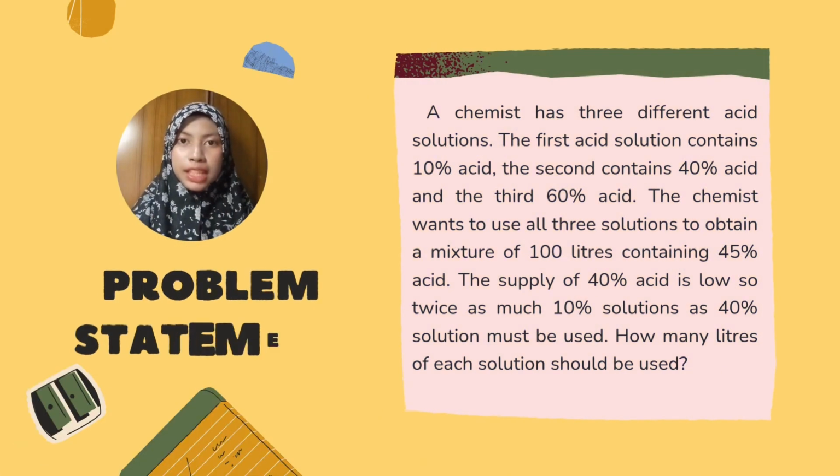Next, we go to the problem statement. A chemist has 3 different acid solutions. The first acid solution contains 10% acid, while the second contains 40% acid, and lastly, 60% acid. The chemist wants to use all 3 solutions to obtain a mixture of 100 liters containing 45% acid. The supply of 40% acid is low, so twice as much 10% solution as 40% solution must be used. Therefore, how many liters of each solution should be used?